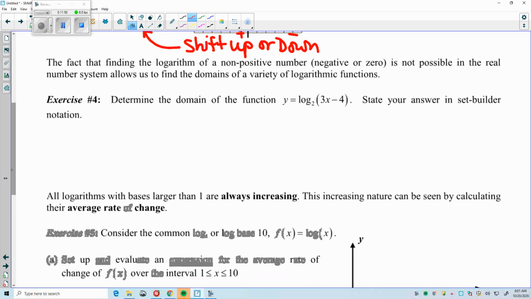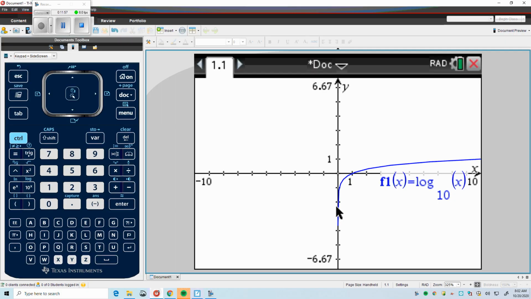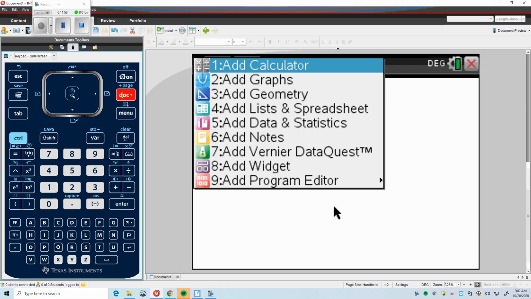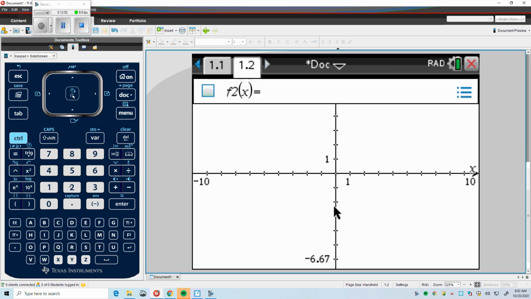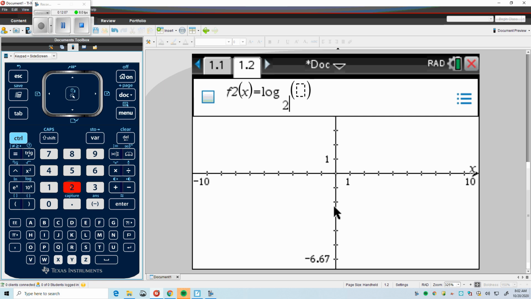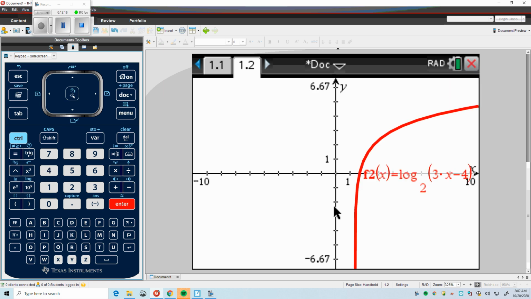So we're going to determine the domain of the function, and we're going to state our answer in set builder notation. So I'm going to graph this out so we have a picture of this. We have the function log base 2, type in our 2, arrow over, and now we have 3x minus 4. And so here's our graph. We have to determine the domain of this function and state our answer in set builder notation.